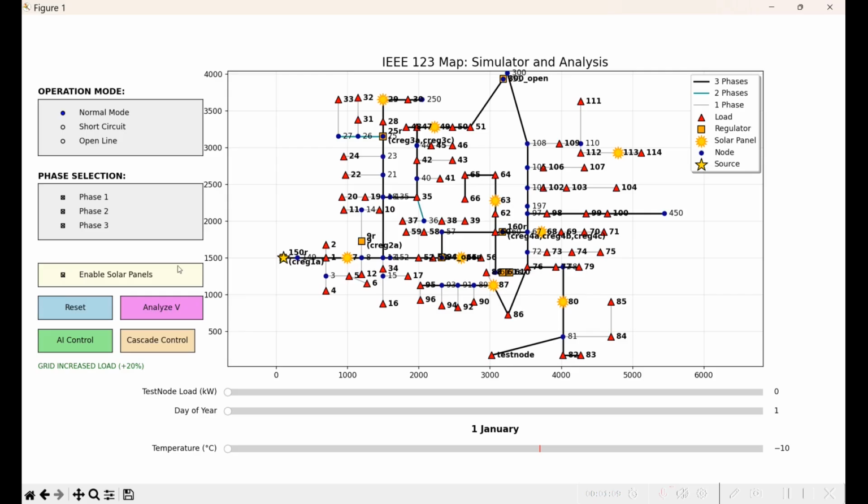On the left is the control panel of this simulator: a reset button, a network analysis button for all nodes, a cascade control button, or manual control, and an artificial intelligence control button using a trained neural network. Also, in the settings we set an additional load on the entire network above the norm, plus 20% of the nominal value, and below there are 3 sliders with which you can set goals and operating conditions.